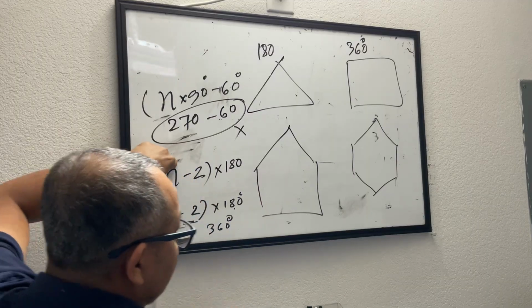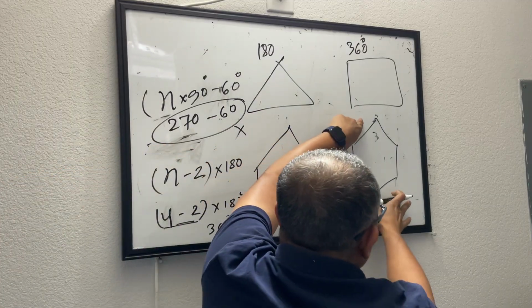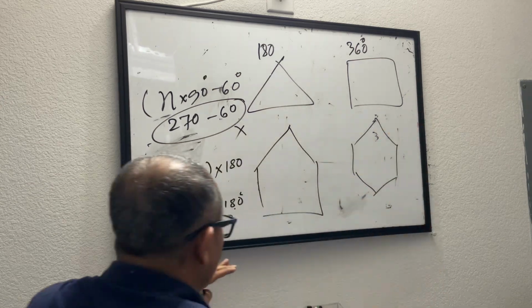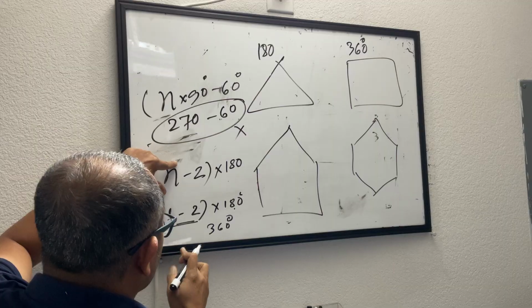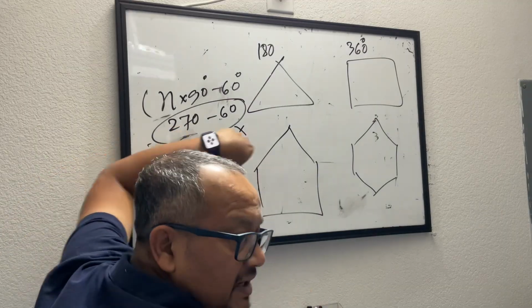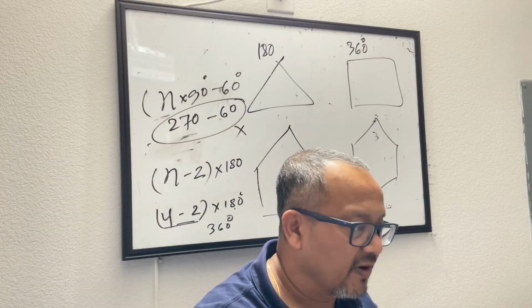Now it gets more interesting to find the sum of all the angles of a hexagon, let's say. 6 sides. Nobody would remember it, right? So put n equal to 6. 6 minus 2 is 4. 4 times 180, 720. That's the sum of all the angles of a hexagon.